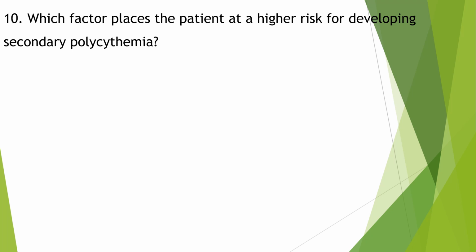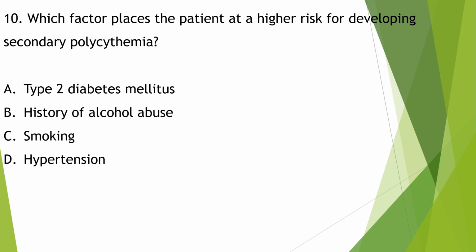Which factor places the patient at a higher risk for developing secondary polycythemia? Type 2 diabetes mellitus, history of alcohol abuse, smoking, hypertension. Long-term smoking causes a state of hypoxia. This may cause the body to increase the production of RBCs in order to compensate for this hypoxia. So, if the patient is a smoker, that can lead to secondary polycythemia.